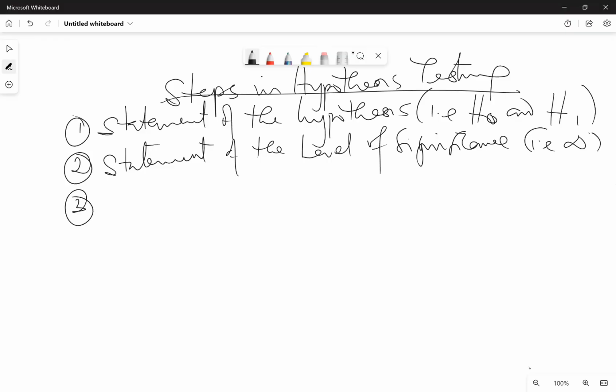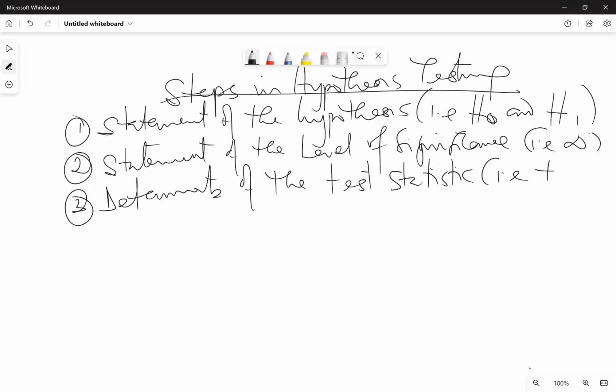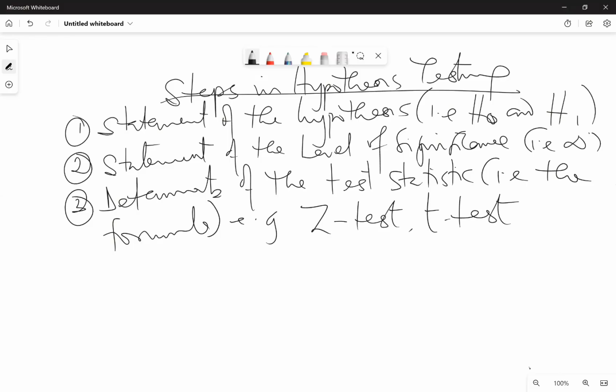Step three, determination of the test statistic. That is the formula you want to use. The formula. For example, is this Z test? Is it T test? Is it chi-square test? Or is it F test? These are the 4 types of tests you can use.